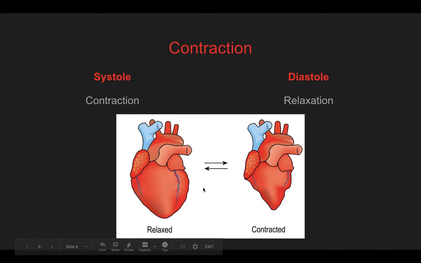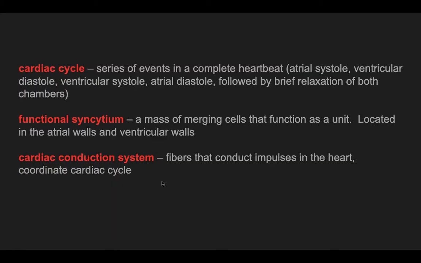I kind of have the picture opposite here, but the heart's going to contract and then it's going to relax. We have systole, diastole. This whole idea of a heartbeat is considered the cardiac cycle. This is just the series of events, what happens in the heartbeat. Your atria are going to contract, and then your ventricles are going to contract. While the ventricles are contracting, your atria are relaxing. So it's kind of this intense thing that's happening.